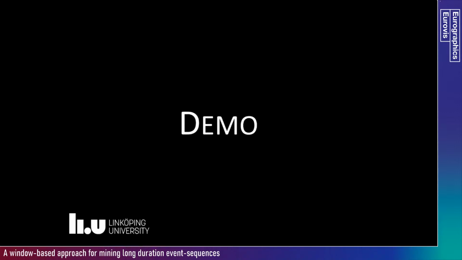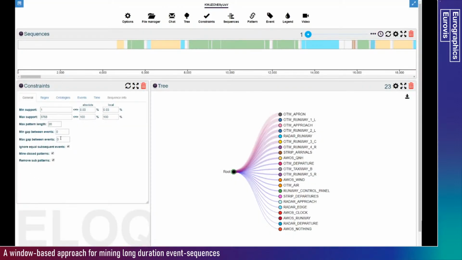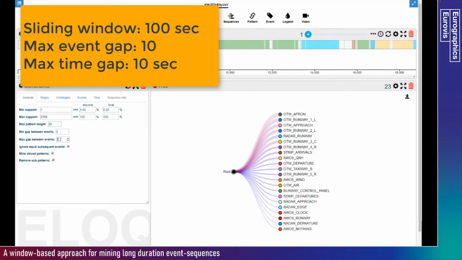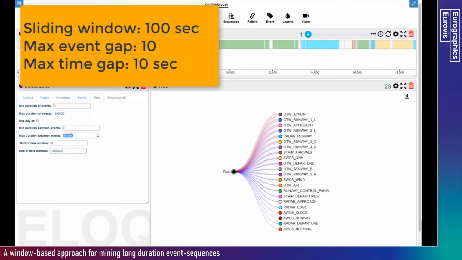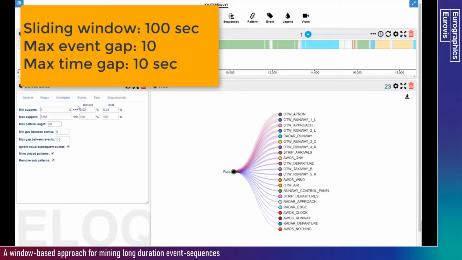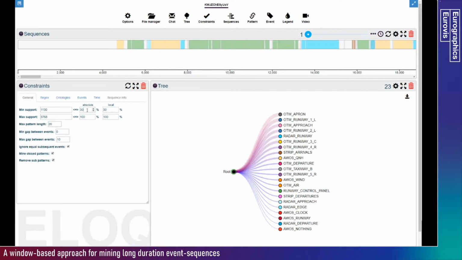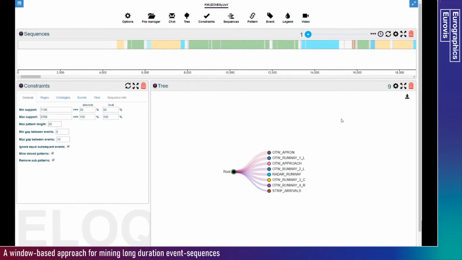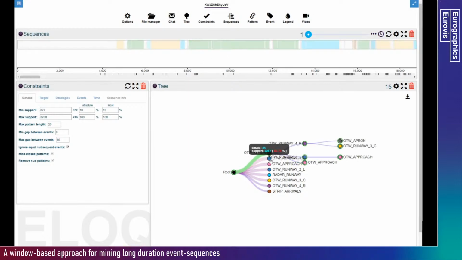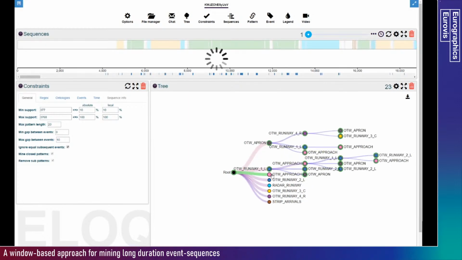Here is an example of patterns identified from exploring a single landing scenario. The mining algorithm was run with a sliding window of 100 seconds, the maximum gap allowed between pattern events was set to 10 events, and the maximum time between pattern events was set to 10 seconds. The exploration of the data was initiated with a minimum support of 30%, and the pattern tree was expanded one level. Following this, the minimum support was reduced to 10%, and all branches were fully expanded.